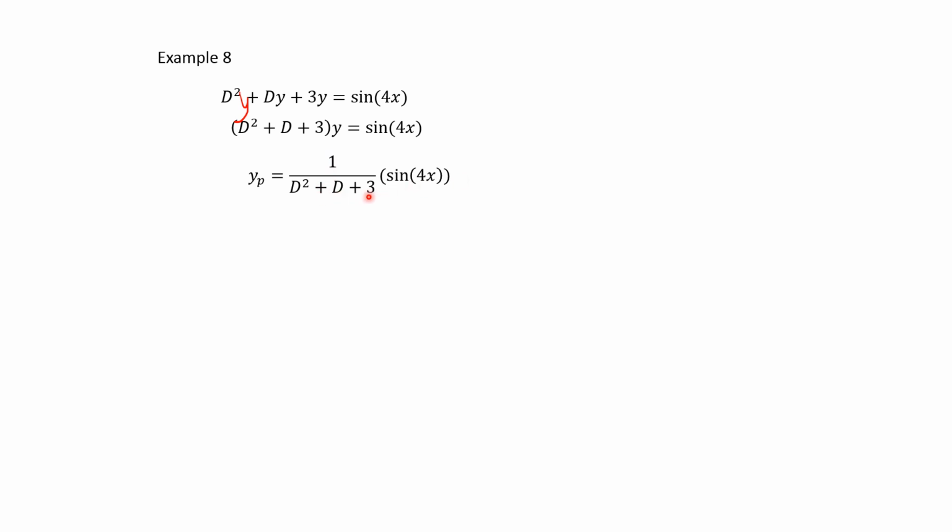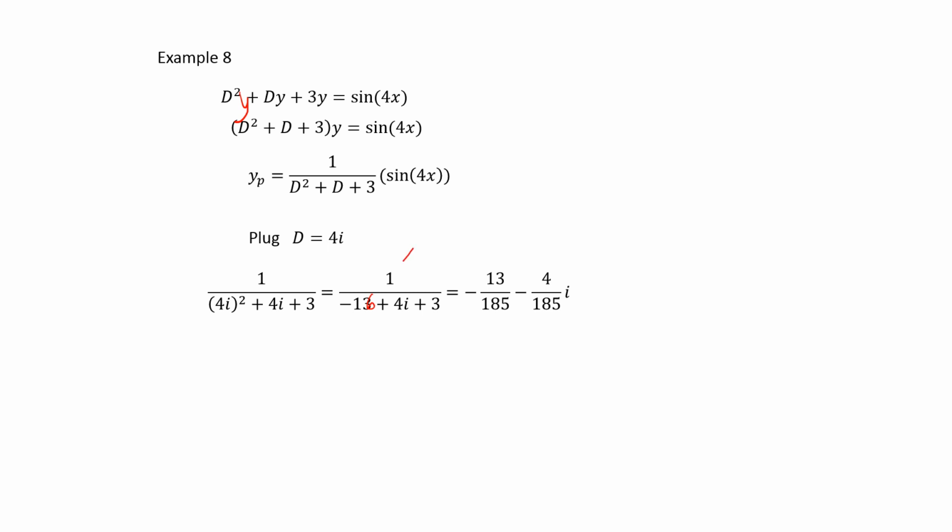As compared to the previous example, this is now sine 4x. Remember, if this is cosine, you have to plug negative i, but this is sine 4x, so you plug i. If you plug i and compute 1 over 4i squared plus 4i plus 3, 4i squared is actually negative 16, so negative 16 plus 4i plus 3.